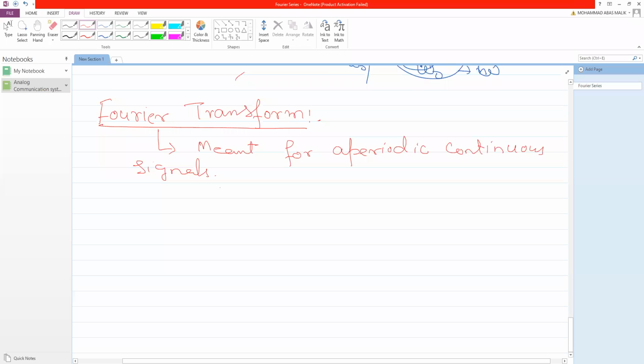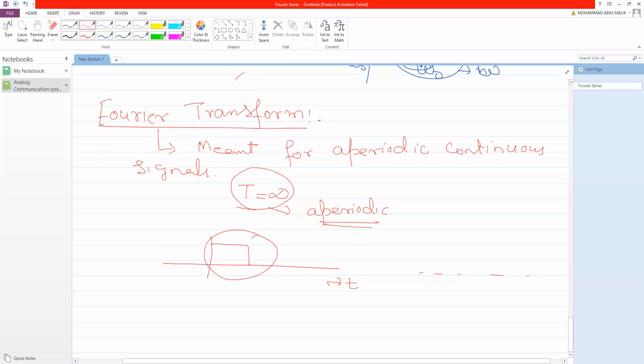If someone asks whether you can calculate the Fourier transform of a periodic signal, you will say yes, with the exception that the fundamental time period should be infinity. What does that mean? If you have a periodic signal with time period equal to infinity, it becomes by default an aperiodic signal. That means the waveform will repeat after infinity, and infinity is not measurable. Suppose some waveform is there like this. It will repeat its shape after infinity.